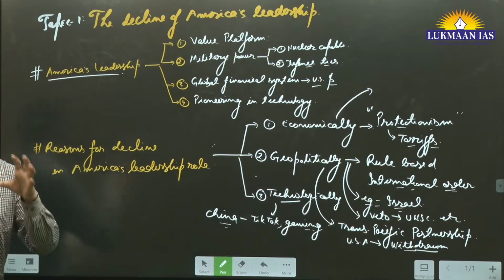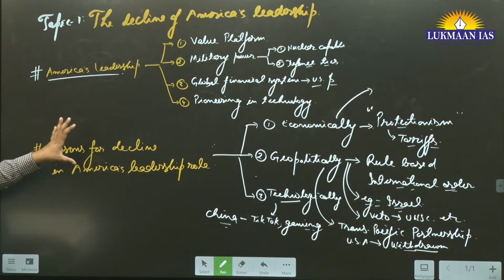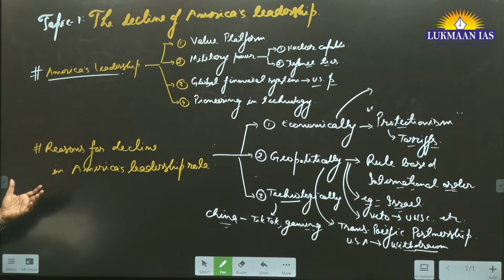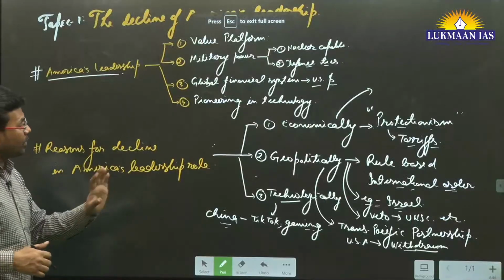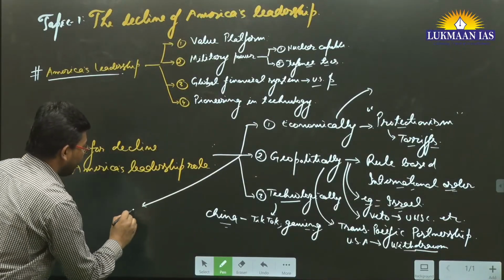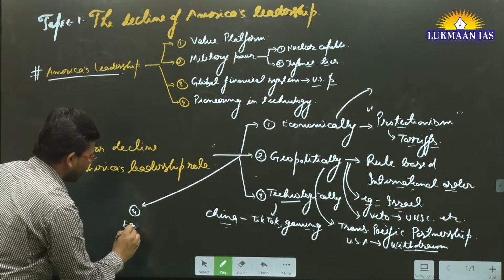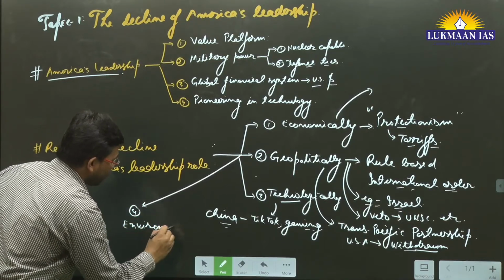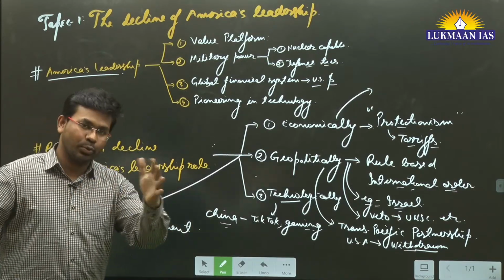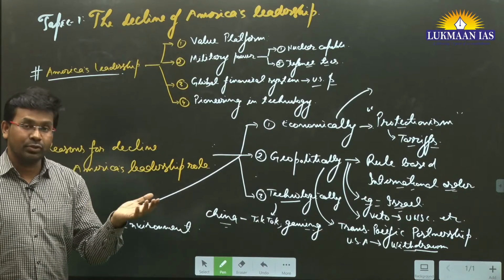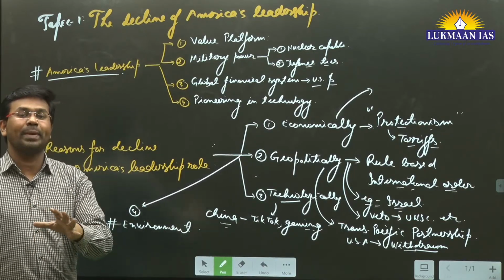These are the reasons actually shaping the new world order, and the USA is declining in its power roles. So it says Washington is failing to use its leverage in the international environment. And also, if I talk about a new area, the fourth area, which is environment and ecology. The recent US president, the president who has recently demitted his office, Donald Trump. Now we have Joe Biden as the president.